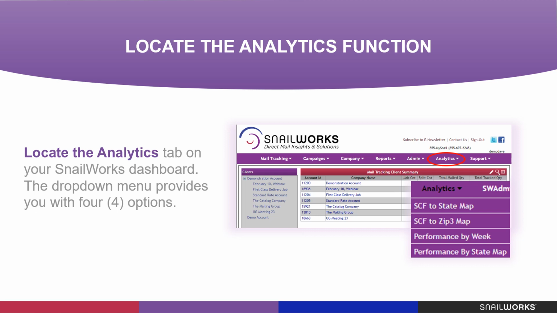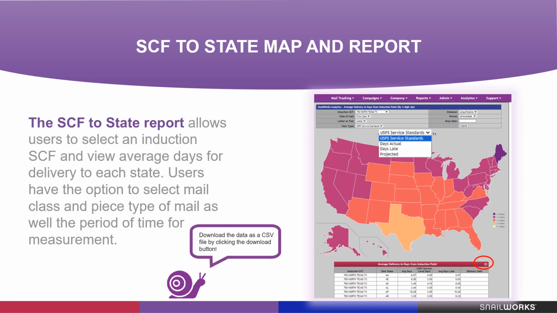And you'll notice going across the top of the page is a purple bar with a number of different tabs. You want to locate the Analytics tab out towards the right. When you click on it, there will be 4 options representing each of the different reports available. Click on the report that you wish to run. Let's take a look at the Induction SCF to State report.